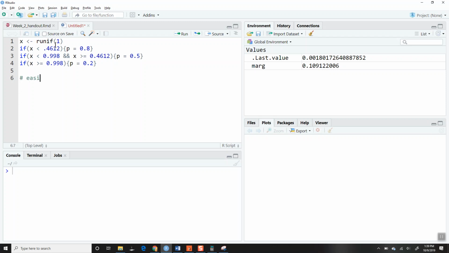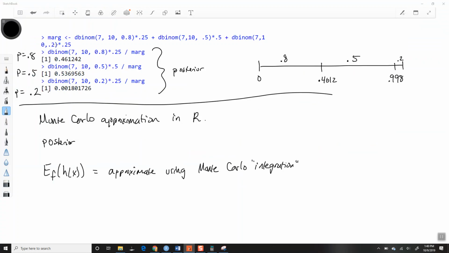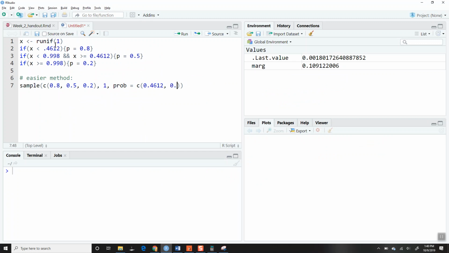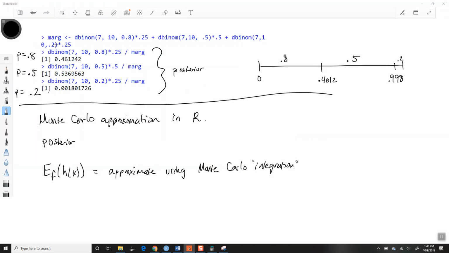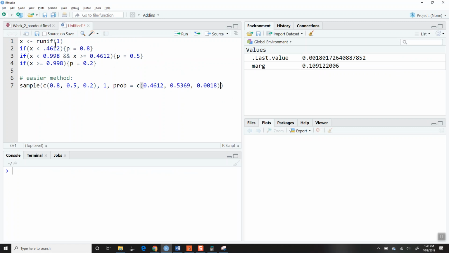An easier method would be to just use sample. Your x is going to be 0.8, 0.5, 0.2, and then you say I want one of these things, and then you say prob is equal to 0.4612. What's the other number? 0.5369, and the last one 0.0018. And that will also work.